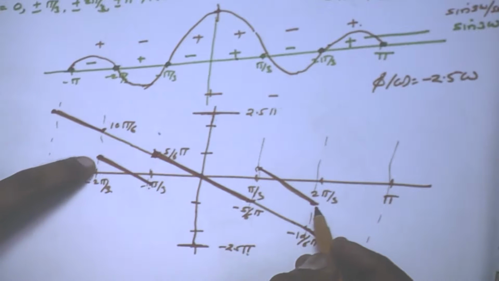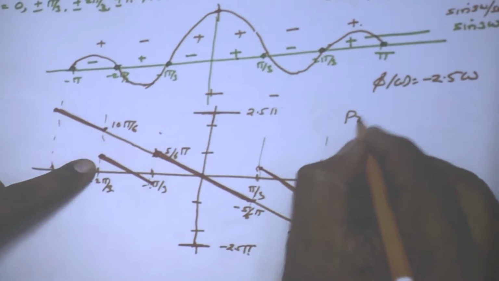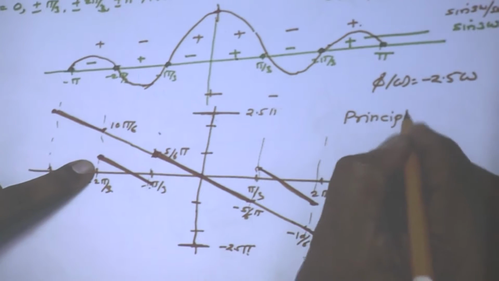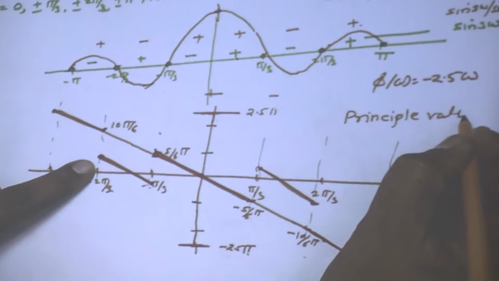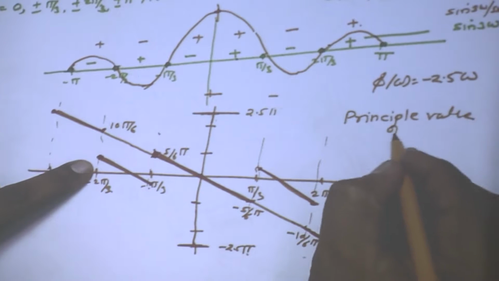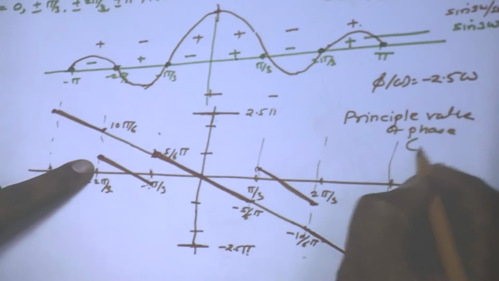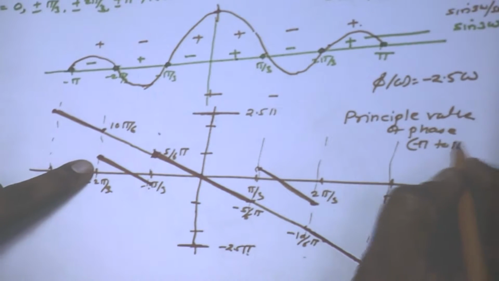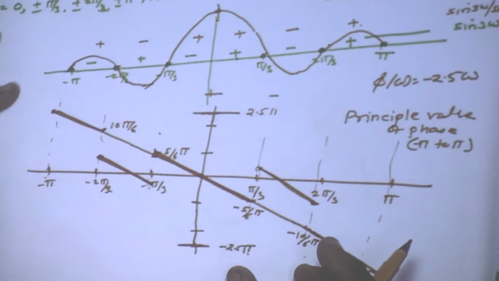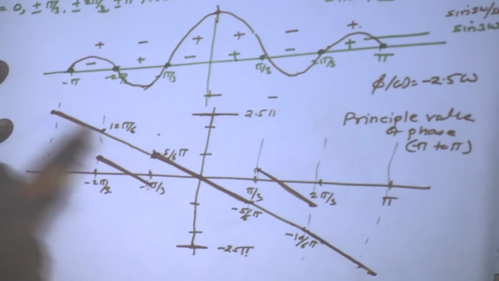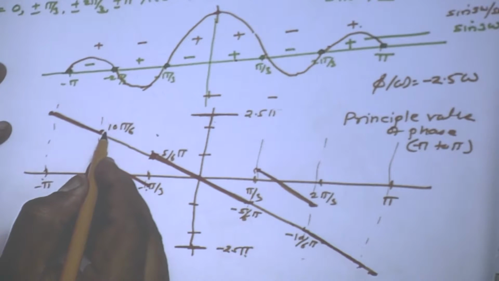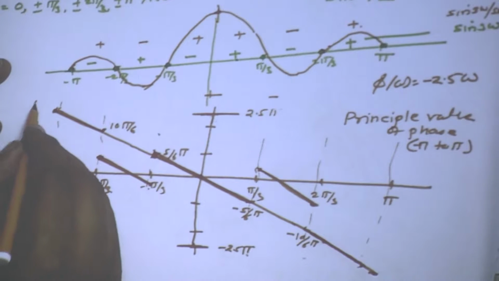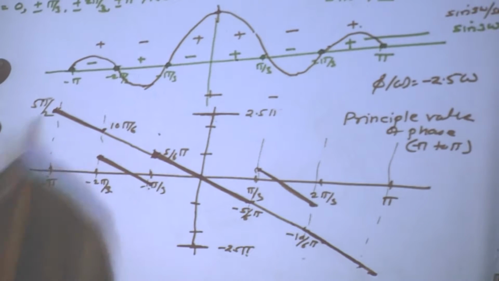It is called as wrapped phase, or there is a term called principal value. Principal value of the phase, which is only in the range of minus pi to plus pi. Wrapped phase or principal value of the phase has to be in the range of minus pi to plus pi. So this is going to be plus 10 pi by 6. What is this going to be? This is 5 pi by 2.